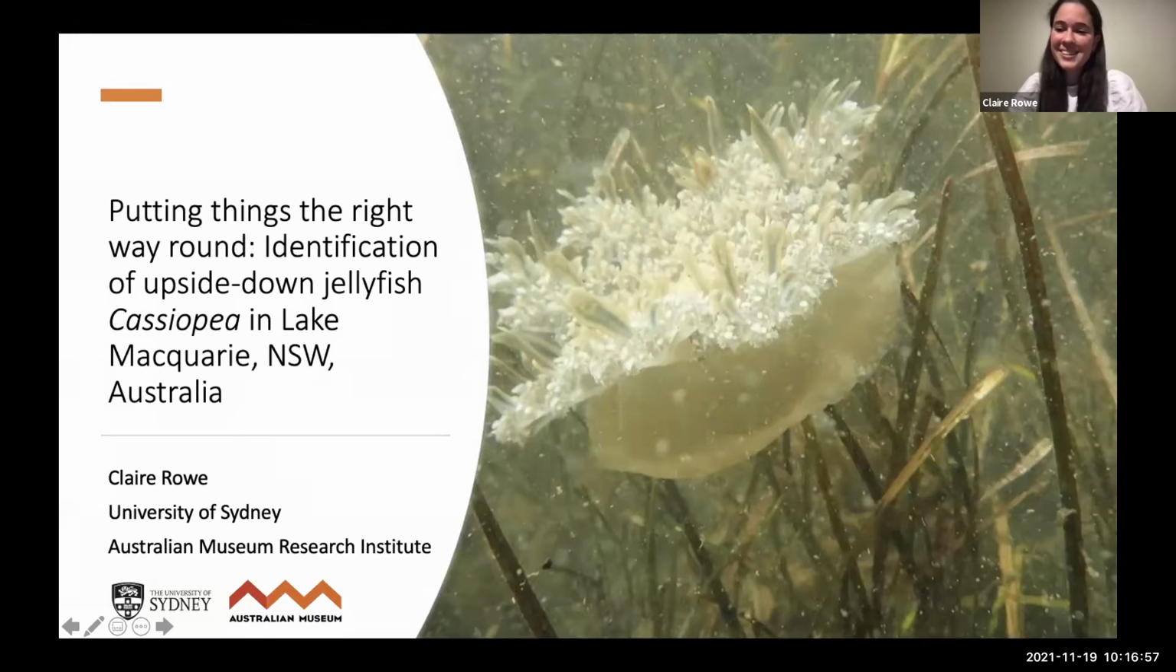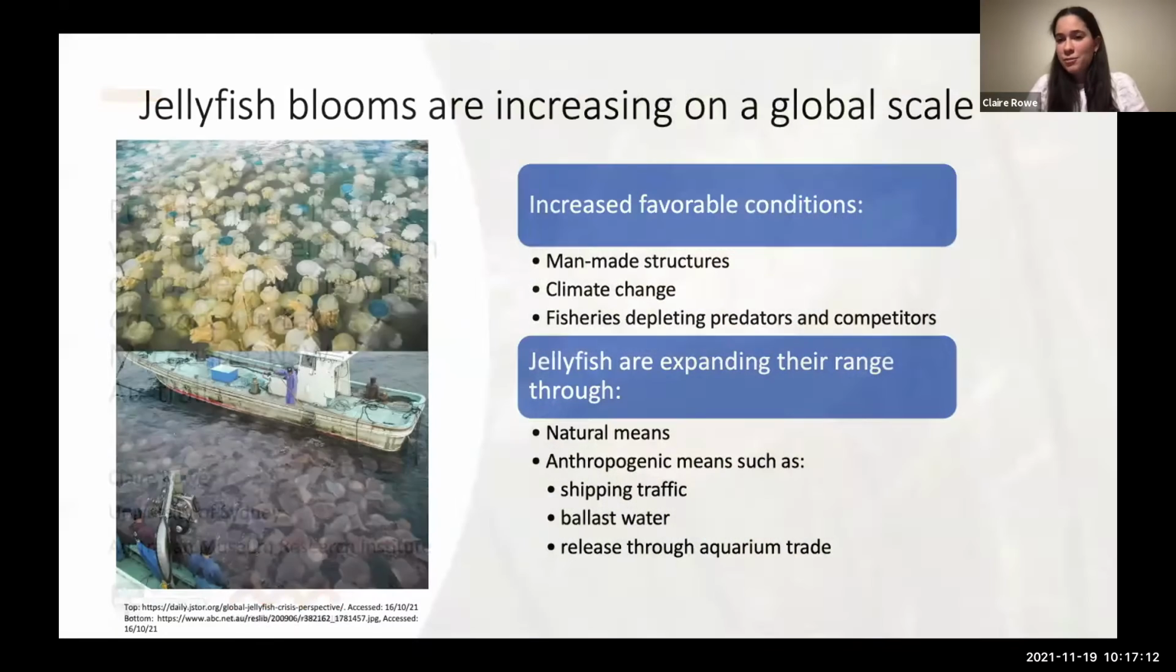Okay, hi everyone. So today I will be talking to you about putting things the right way around and the identification of upside down jellyfish in Lake Macquarie, which is a temperate coastal lake on the east coast of Australia. So jellyfish blooms are renowned for their bloom and bust nature.